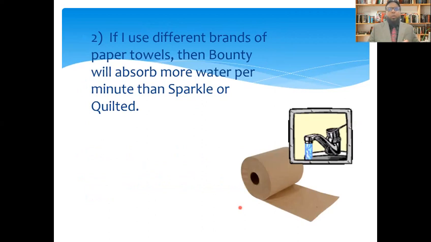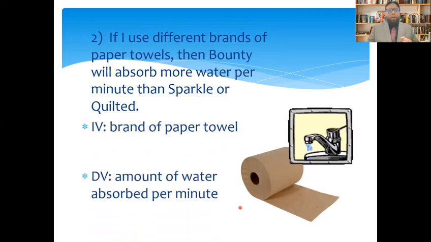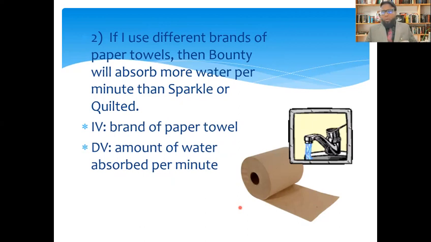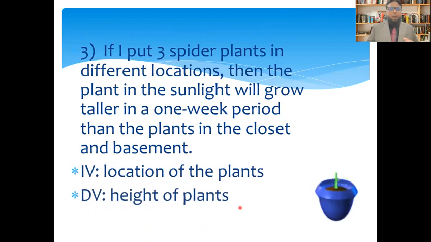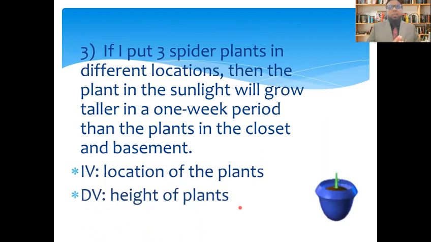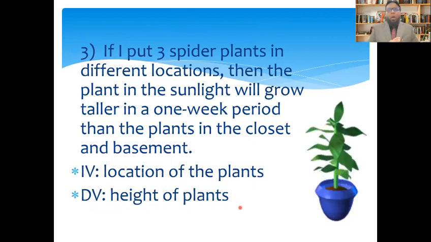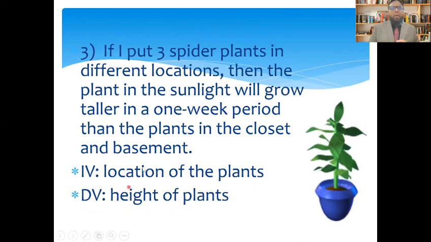Okay, now if I use different brands of paper towels, then Bounty will absorb more water per minute than Sparkle or Quilted. This is quite logical. Now the independent variable is the brand of paper towel, and the dependent variable is the amount of water absorbed per minute. Now I think this is the last example. If I put three spider plants in different locations, then the plants in the sunlight will grow taller in a one week period than the plants in the closet and basement.